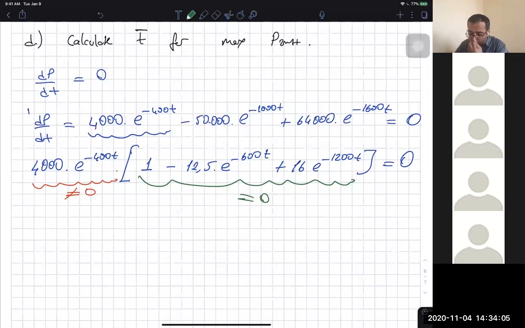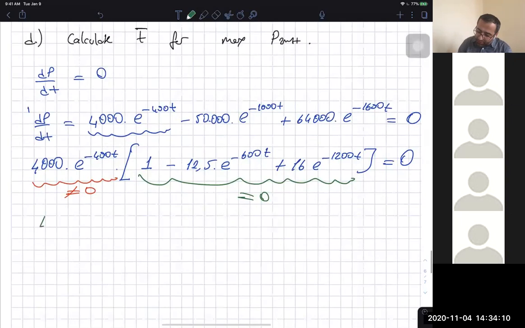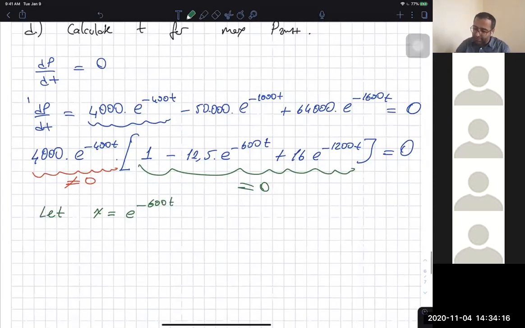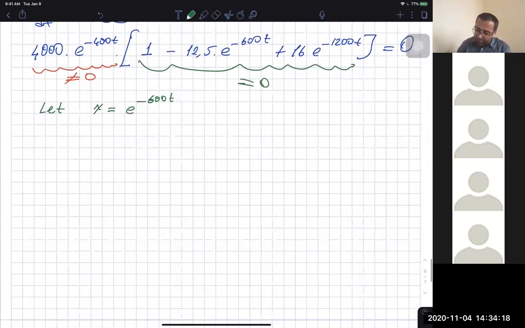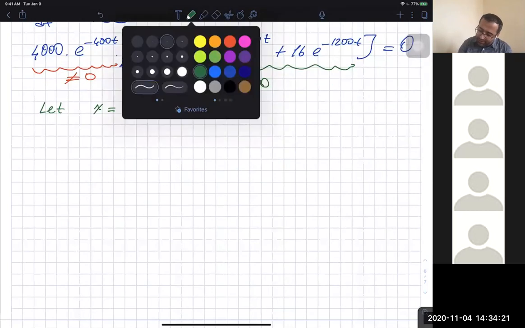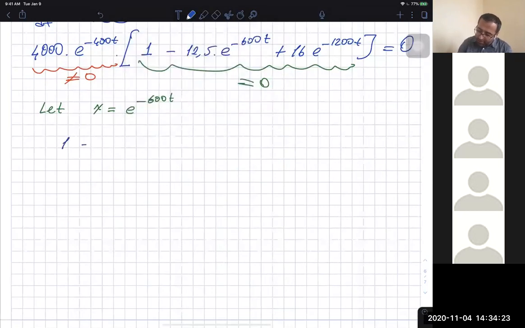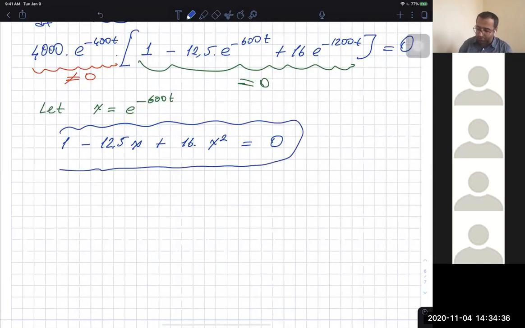So here, just for simplification, I will say, for example, let x be e to the minus 600t, so that I can simplify this equation further. So in this case, I will be saying 1 minus 12.5x plus 16 times, since this is the square of this term, x squared equals 0. I think now it's a good time to use a calculator.